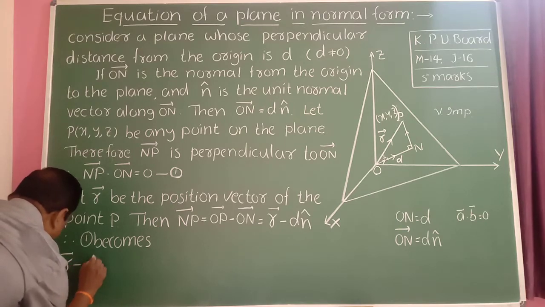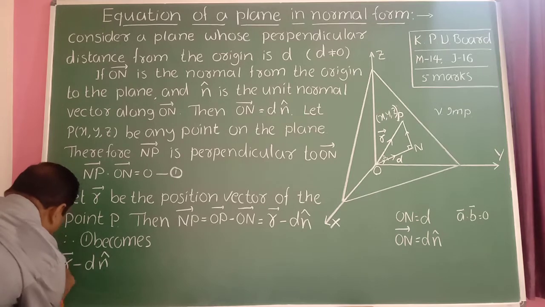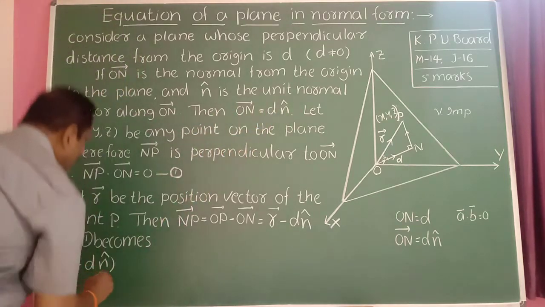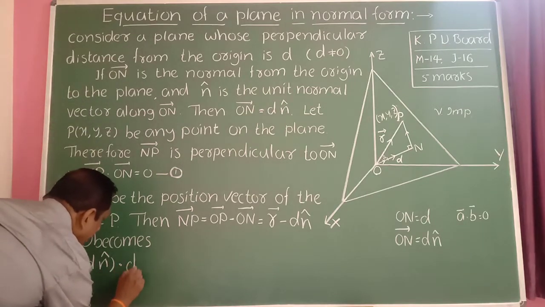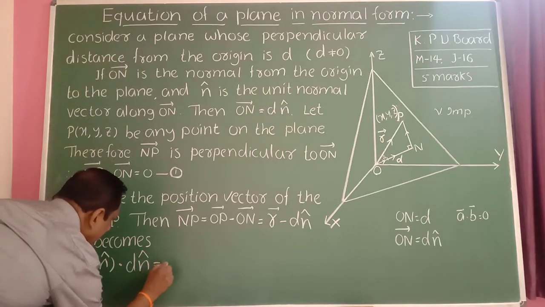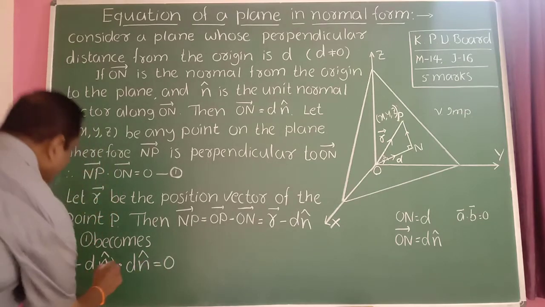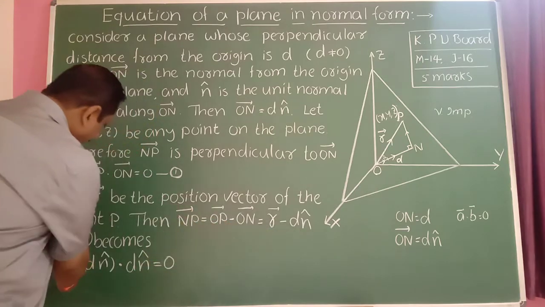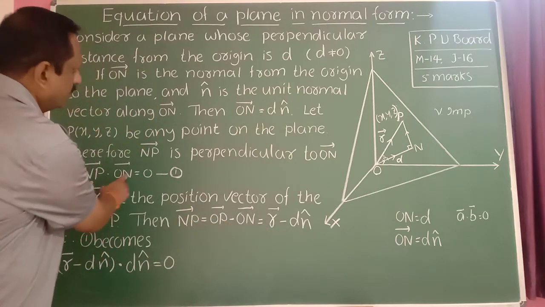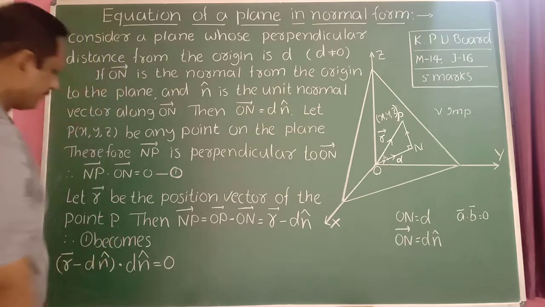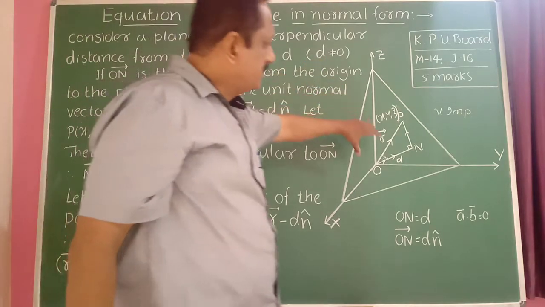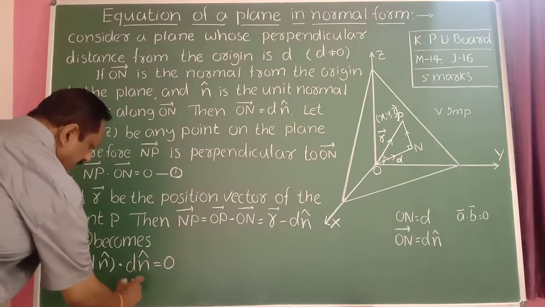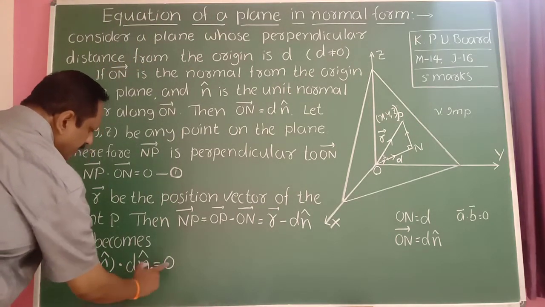R bar minus D into n cap dot of ON here. Again ON is D into n cap, dot of D into n cap, that is equal to 0. Okay, NP bar is R bar minus D into n cap dot ON, which is D into n cap here. And D cannot be 0, meaning this distance is not 0. Therefore, take this D to the right hand side here, 0 upon D becomes 0.